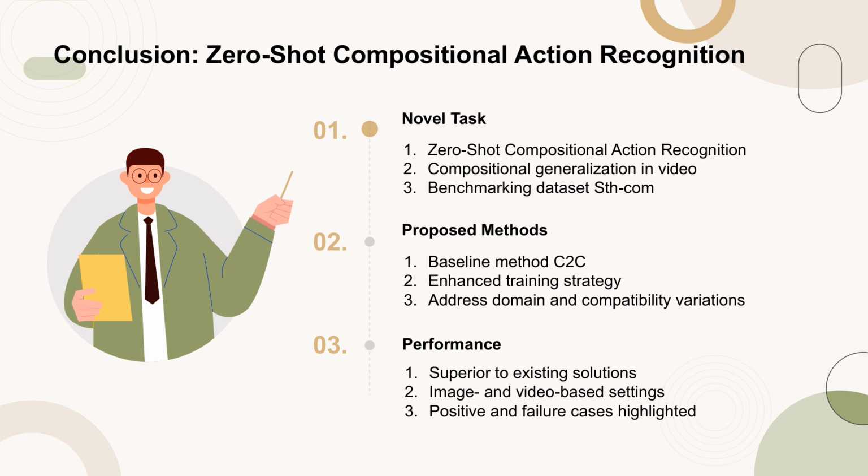This paper introduces a new task called Zero-Shot Compositional Action Recognition, ZSCR, which focuses on compositional generalization within the video modality. Along with this task, a benchmarking dataset named Sth-com and a baseline method called C2C are proposed. An enhanced training strategy is also presented to tackle two main challenges in ZSCR: component domain variations and component compatibility variations. The approach shows better performance than existing compositional generalization solutions in both image and video-based zero-shot compositional learning settings. Positive and failure cases are highlighted to demonstrate the effectiveness of the proposed methods.